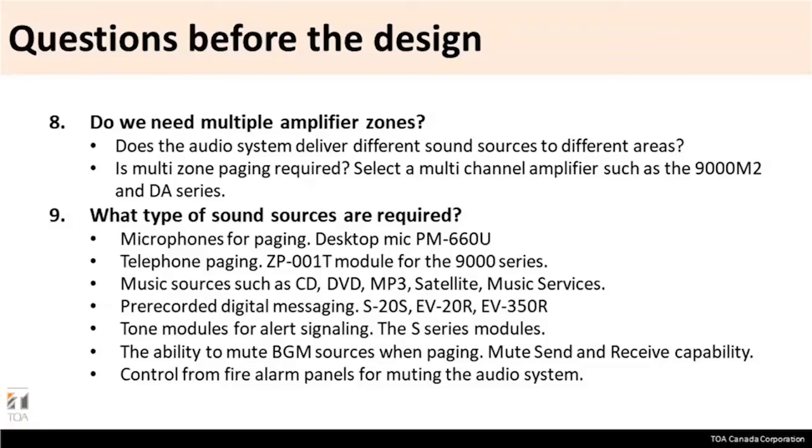At the same time, some customers prefer using the phone paging, right? So you could connect a module to the 9000 series and you could pick up your analog phone and do the page. We also now have a SIP based paging module, which enables you to use your SIP phones, dial the extension, and make the page. So it could be through a microphone, it could be through an analog phone, it could be through a VoIP or an IP phone as well, right? And then for music sources, you could have DVD, CD players, you could plug in your phone, satellite services, and wireless streaming and whatnot.